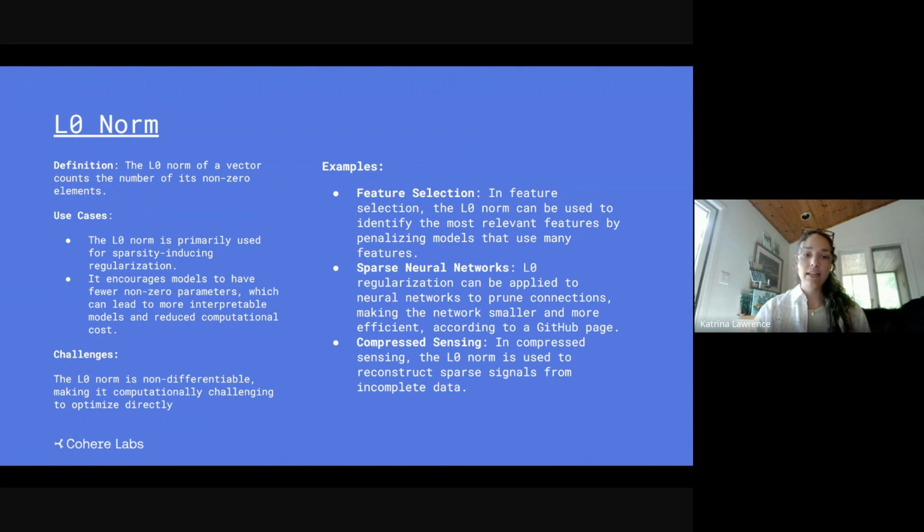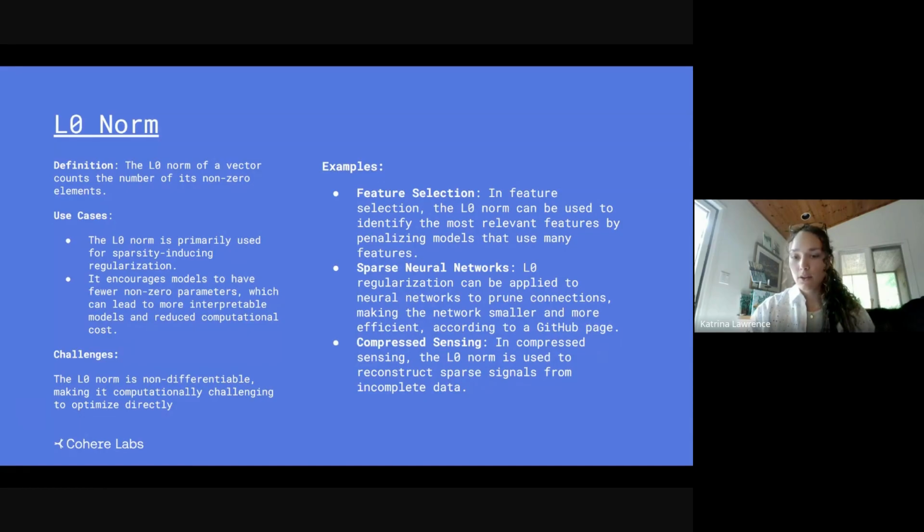And then finally, it's also used for compressed sensing. In compressed sensing, the L0 norm is used to reconstruct sparse signals from incomplete data. So those are just some different examples in machine learning where we see it.